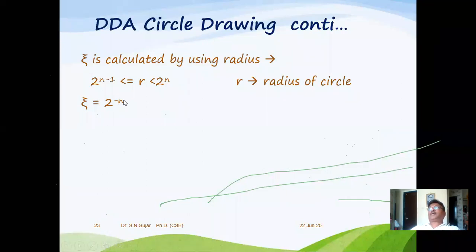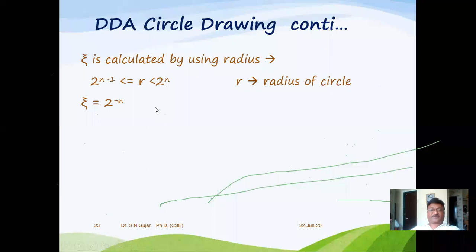Suppose the n value becomes 5. So what is the epsilon value? Epsilon is equal to 2 raised to power minus 5, and 2 raised to power minus 5 you can say is 1 by 32. So 1 by 32 is your epsilon.